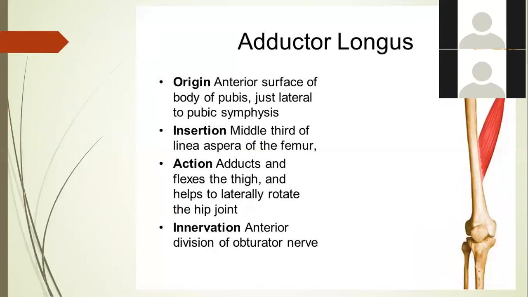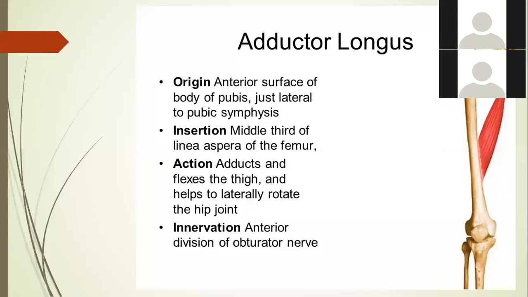Now, when we remove the gracilis in the medial compartment of the thigh, you will see another muscle, called the adductor longus. And like the gracilis, this muscle also gets its origin from the pubis. The origin is from the anterior surface of the body of the pubis, by a rounded tendon.